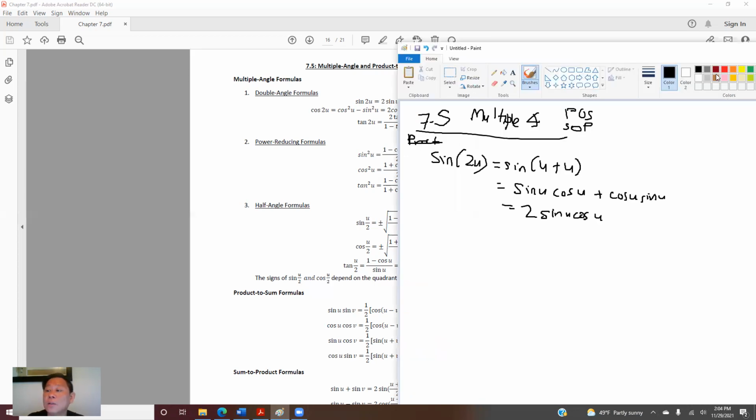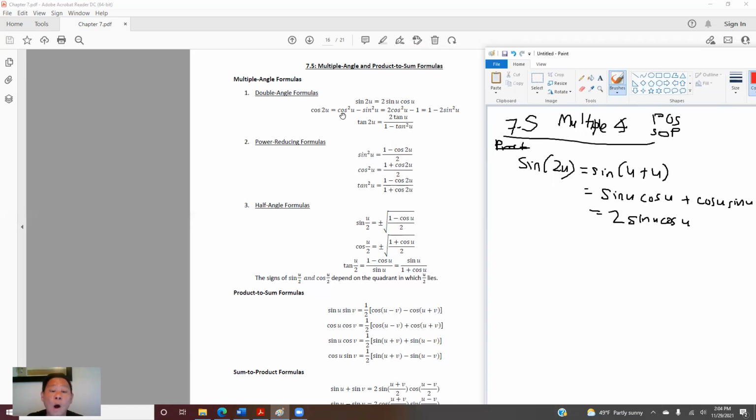Now for cosine 2u, we have 3 forms. One is cosine squared u minus sine squared u. One is 2 cosine squared u minus 1, and one is 1 minus 2 sine squared u. Now this cosine 2u has 3 forms. Which form are you using? It depends on what you want to prove or what you want to solve. If you want everything in terms of sine and cosine, then I recommend the first one.